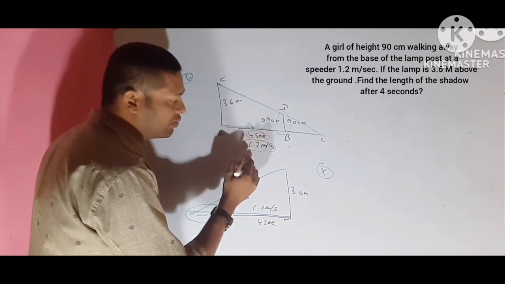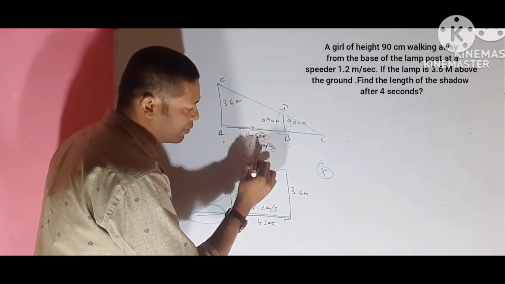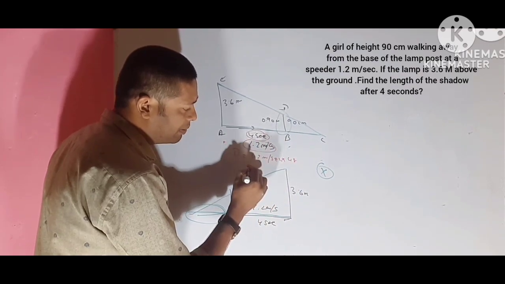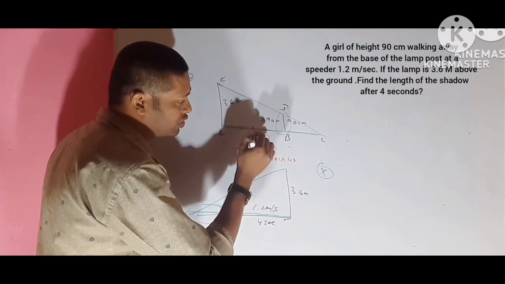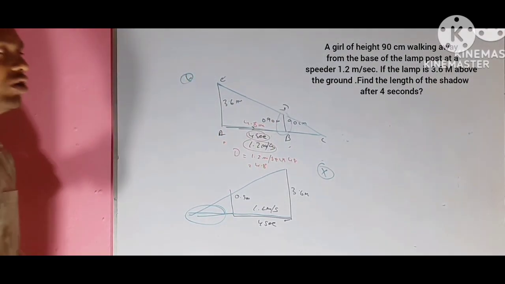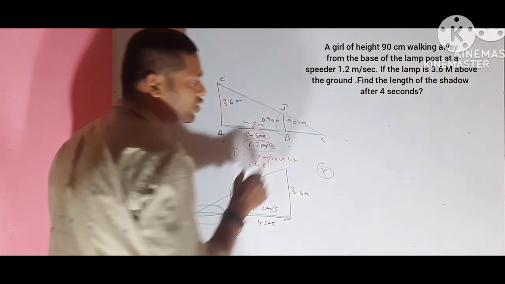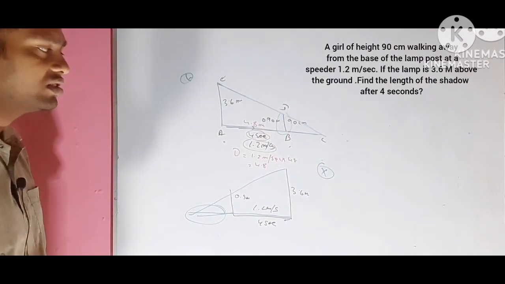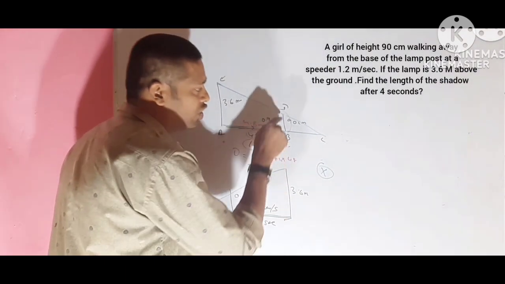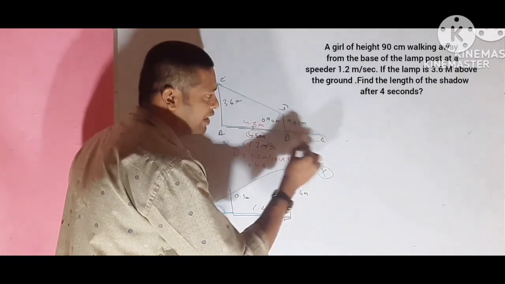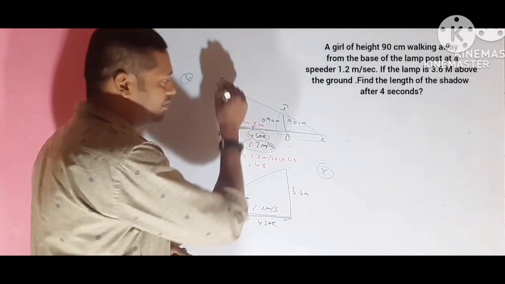Yes sir, distance will be speed with time. Speed is 1.2 meter per second into time is 4 seconds. Multiply it, it will be 4.8. So this value is 4.8, indirectly they are giving it to you. We have this value, and we need to find this value. You see now, what they are asking: what is the length of the shadow? She is right over here after 4 seconds, so the shadow will be this part. We need BC.